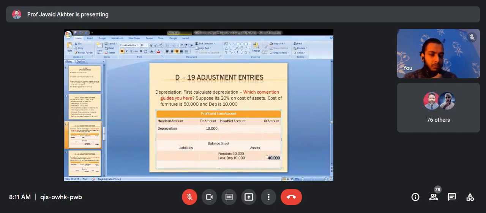So the first thing we are doing is recording depreciation in the profit and loss account, debit side. Why? Because it is an expense, and expenses are recorded on the debit side of the profit and loss account. Secondly, we have subtracted 10,000 rupees from the value of furniture, and whatever is the correct amount after depreciation, the depreciated value, we write on the asset side.